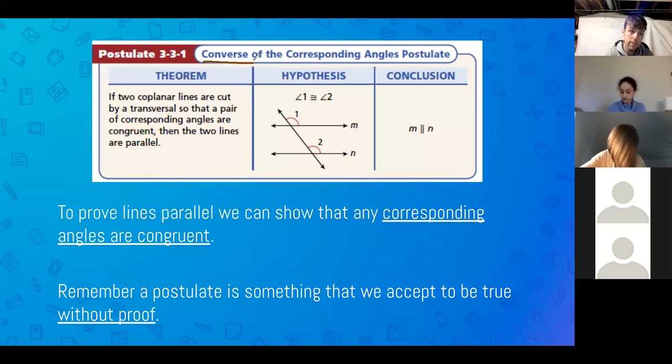This one is a postulate, so because of that, we have to accept it to be true without proof. But if we accept just this one, all of the others are provable based on this one. All of the other angle relationships will be true, and they will be theorems that are based on this one postulate. Again, the way that it works, if we can show corresponding angles that are congruent, then we can say we have parallel lines.